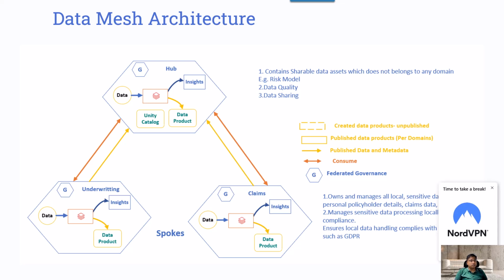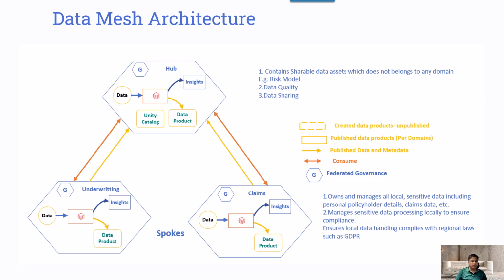And then if you see the hub level, we have a Unity Catalog where all the governance is being managed for all the spokes. So if somebody wants to access the shareable data insights, right, then that could be shared with the help of Delta Sharing and Unity Catalog. So this is how we have implemented it.